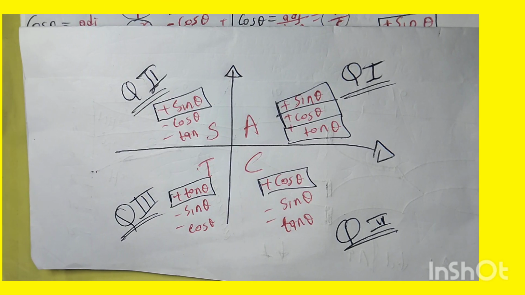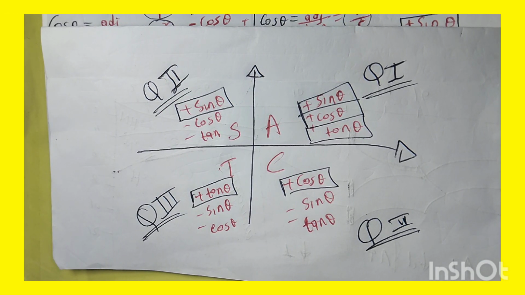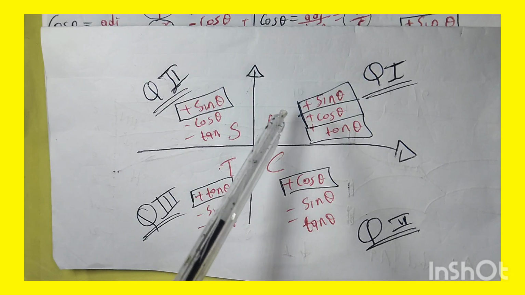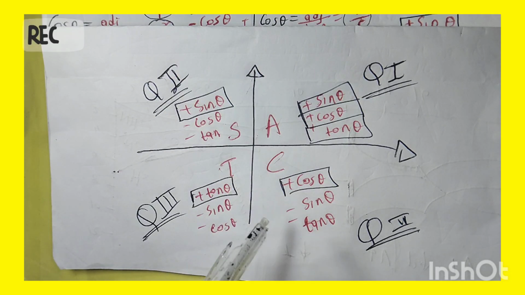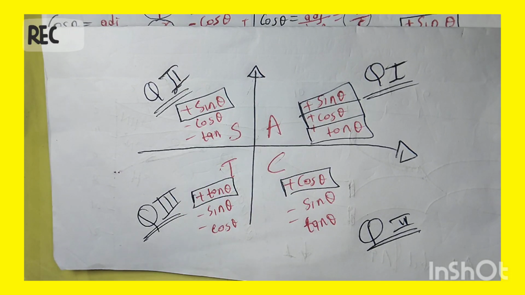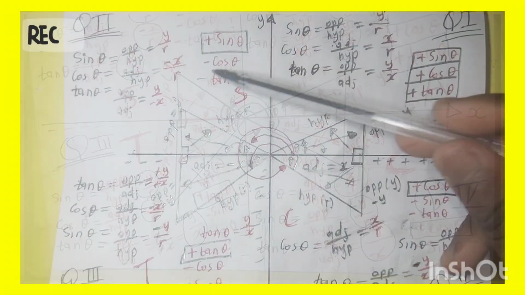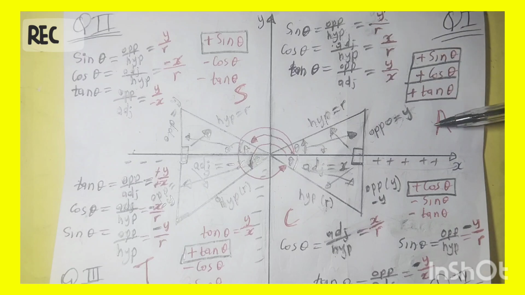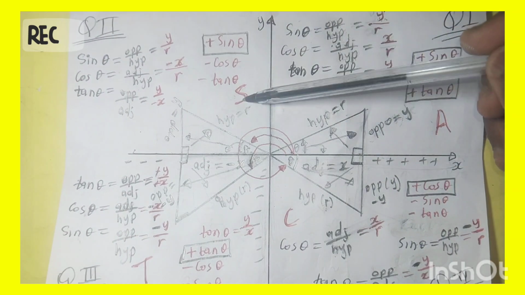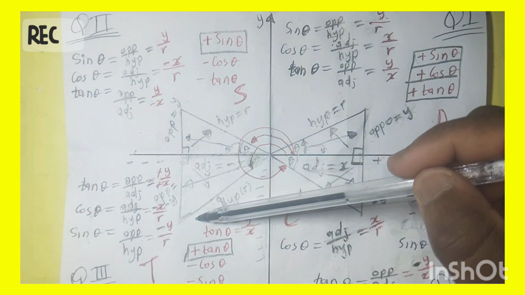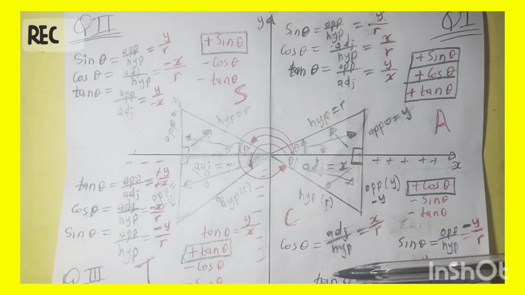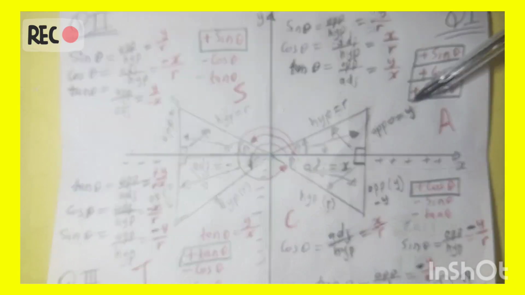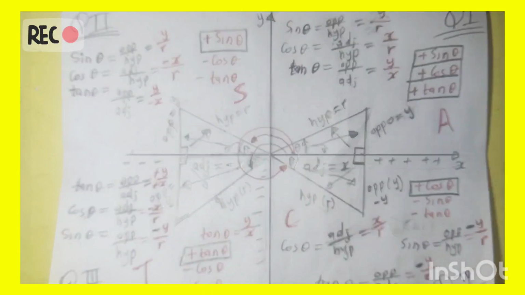I hope you did attend the last session and understood everything there, because it was based on a Cartesian plane: All Students Take Coffee. This is what I was basing it on, showing you that in the first quadrant all of them are positive. In the second only sine is positive, in the third only tan is positive, and in the fourth only cos is positive. I even told you the phrase: All Students Take Coffee.